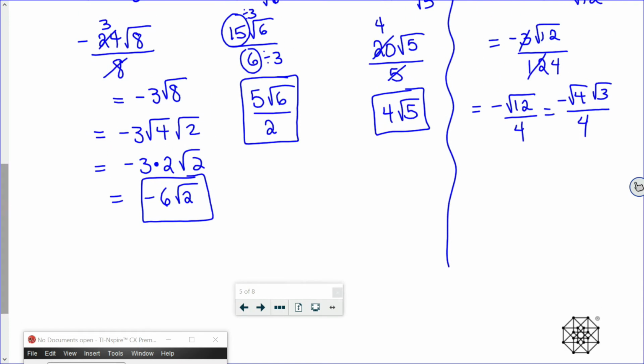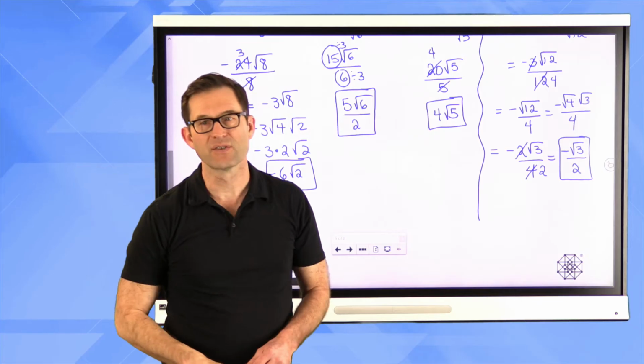Sorry about that. That's going to be negative 2 times the square root of 3 all over 4. And now I can simplify those by dividing out a 2 in both cases, and I'll get negative square root of 3 divided by 2. Wow. That took a while, right?